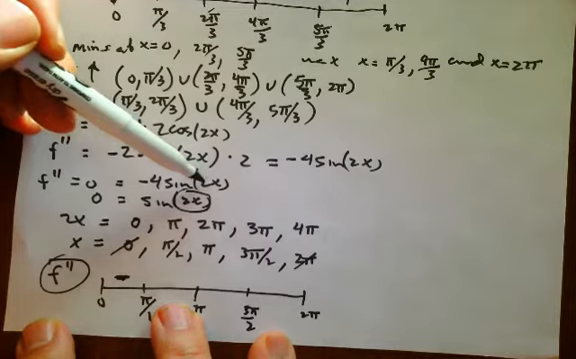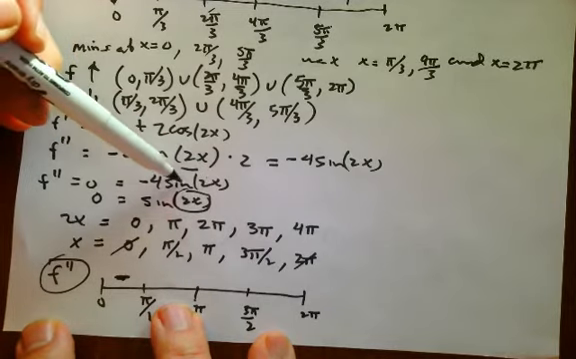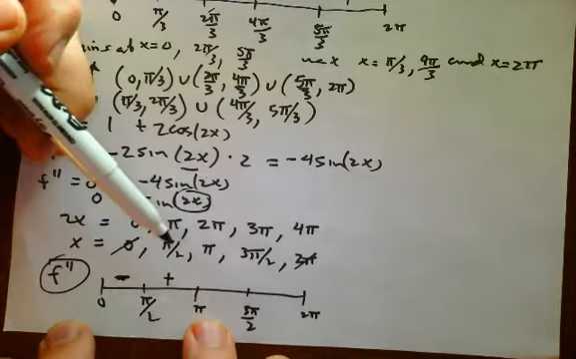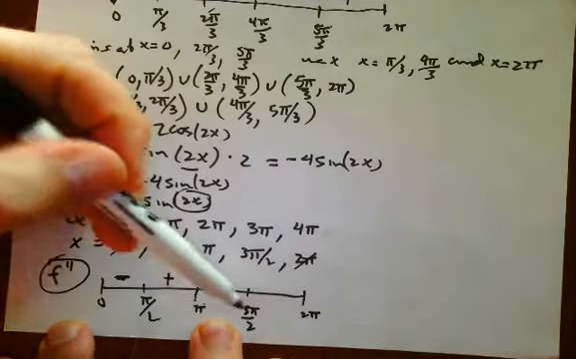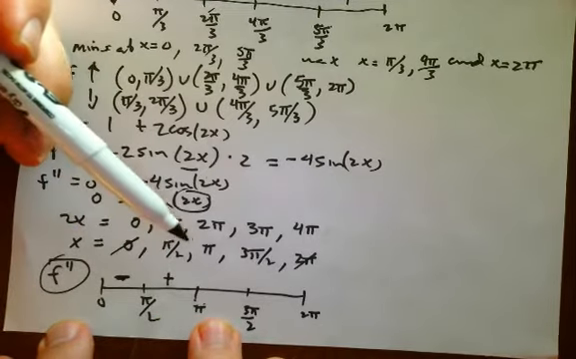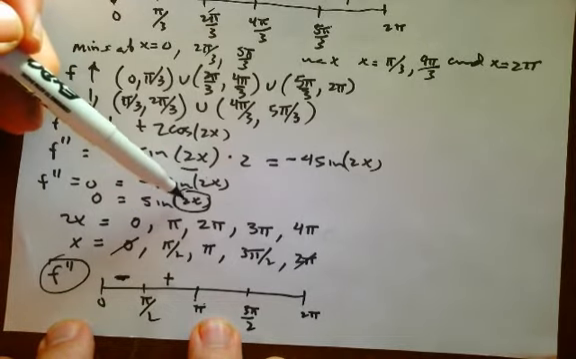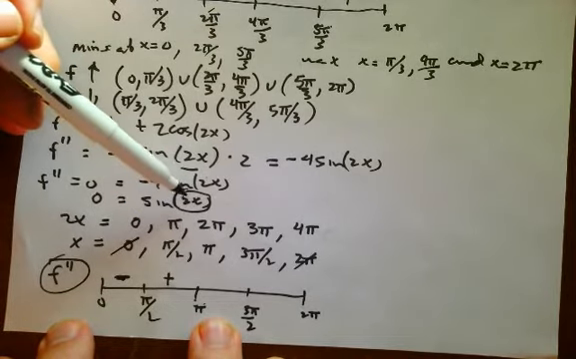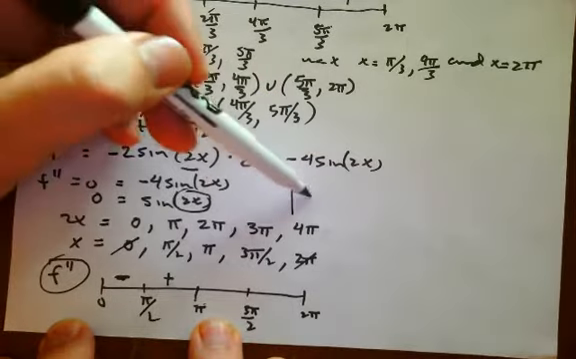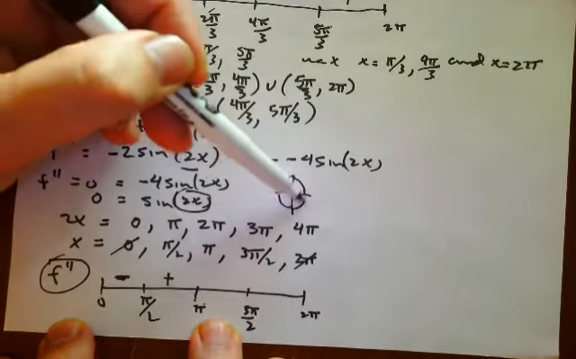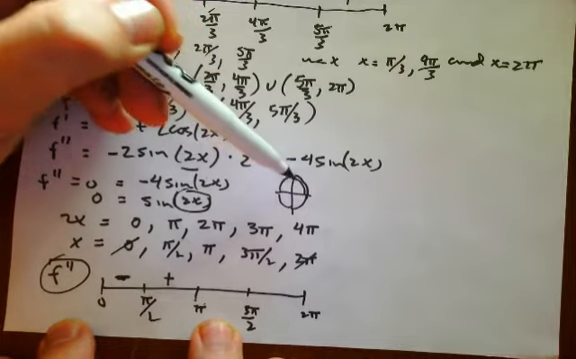And if I do pi over 4 times 2, I get pi over 2. And the sine of pi over 2 is 1. 1 times negative 4 is a negative. Something between pi over 2 and pi could be 3 pi over 4. So 3 pi over 4 times 2 would be 3 pi over 2. The sine of 3 pi over 2 is negative 1 times negative 4. I get a positive second derivative there.